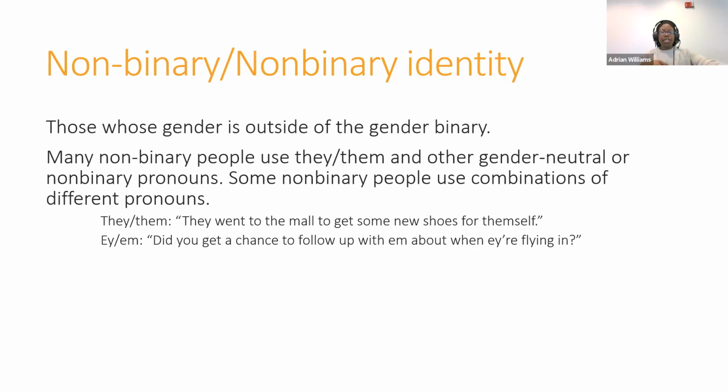To speak about a gender neutral person who uses they, them, or other pronoun sets, the singular gender neutral grammar structure works like this. Like, they went to the store to get some new shoes for themselves. Or, did you get a chance to follow up with them about when they're flying in? You can use they, them, in much of the same grammar way. Singular, gender neutral.